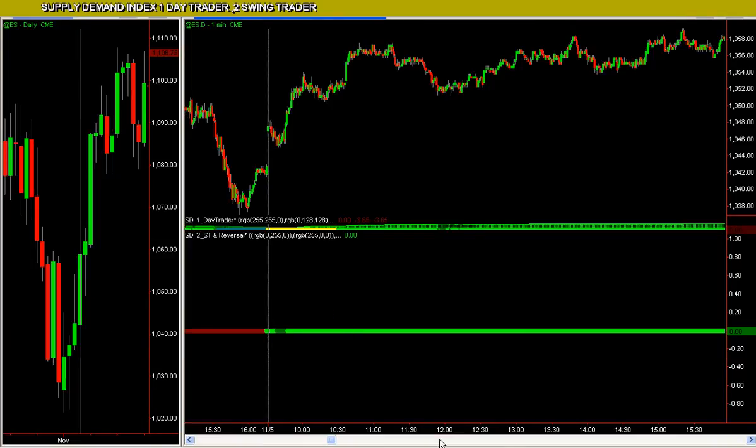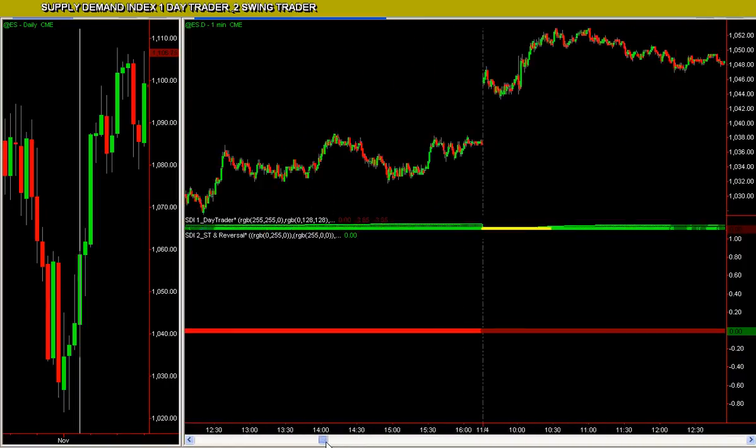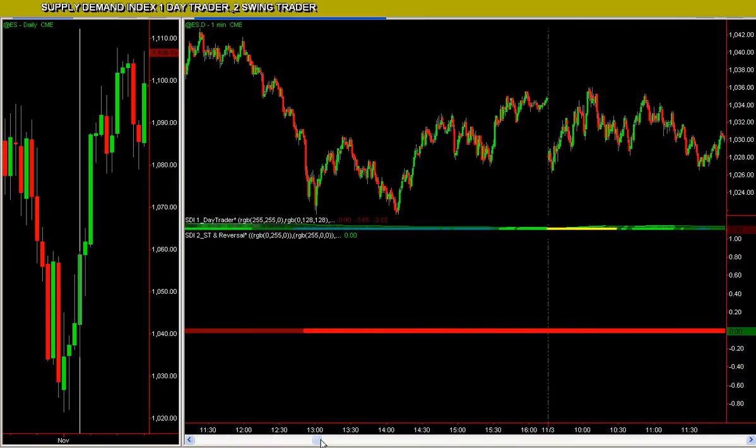So the job of that SDI2 indicator is to give you the longer time frame trend, to tell you what the major bias of the trend is. It doesn't mean that during the day you can't take a quick long scalp, but you have to compare that to SDI1. It depends what SDI1 is doing.